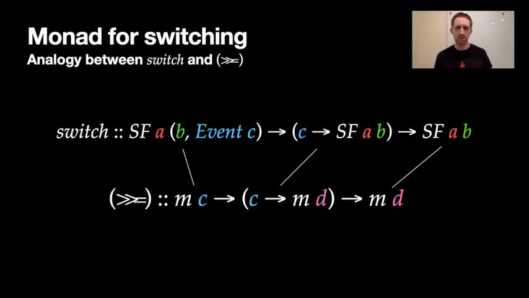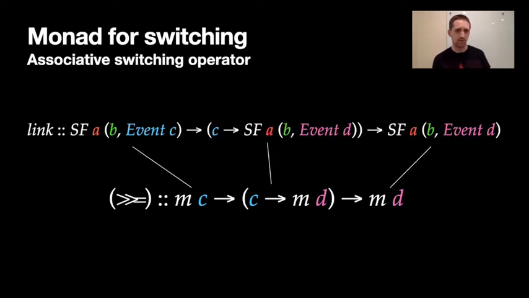But the result of bind has this other wrapped value, the value mapped by the monad. But the switch does not. The result of switch does not produce this termination event. So we could define a slightly different operator that does do this and is thereby associative in the same way that the bind operator is. The crucial difference here is that the result of link, as we're calling it, as opposed to switch, still produces a termination event, whereas the result of switch does not.